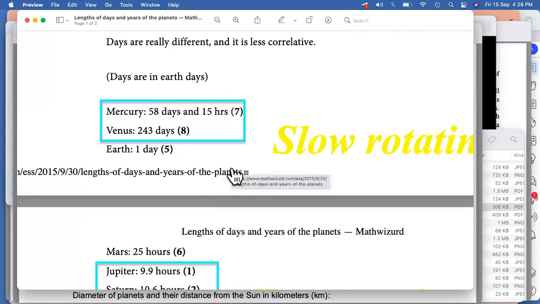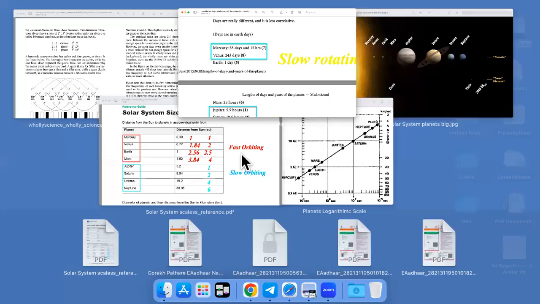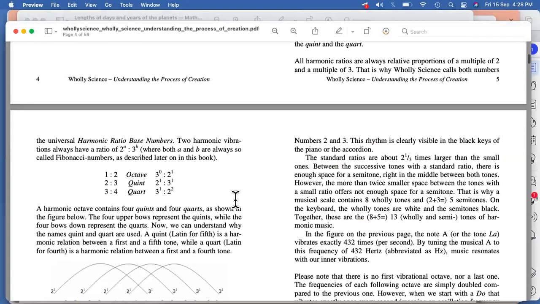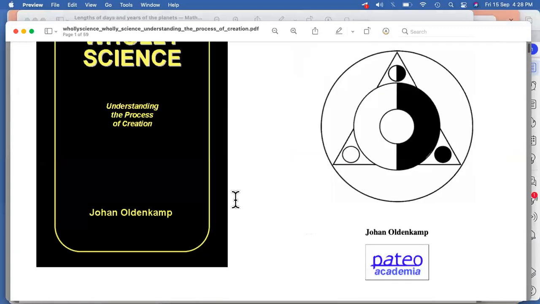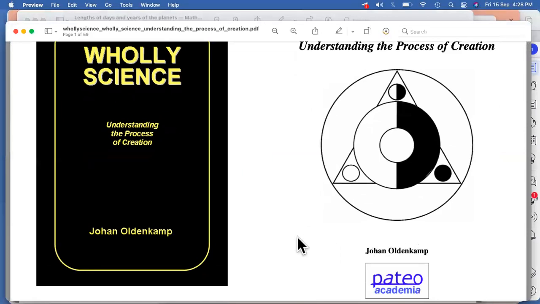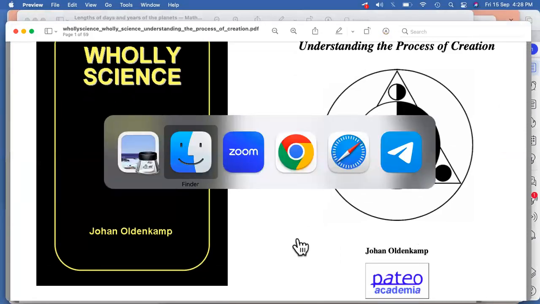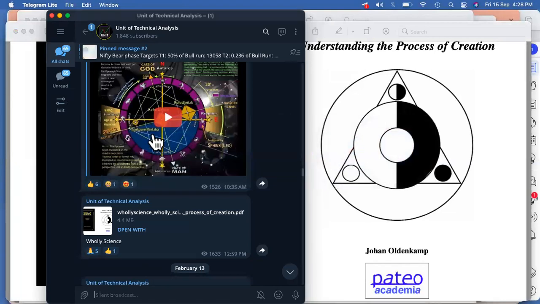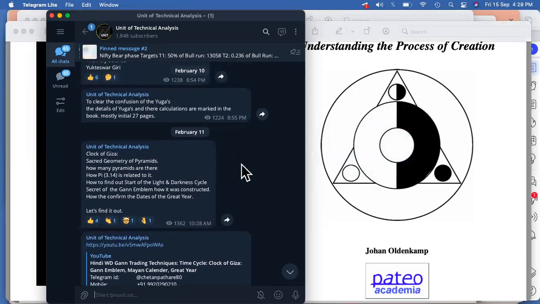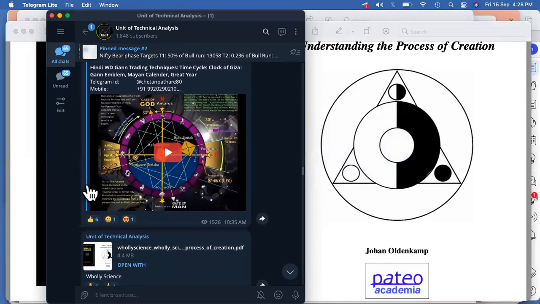So let's try to compare again in terms of harmony and music octaves. For this, we'll go across this book. This is Holy Science by Johann Oldenkamp, right? We have already kept this copy on our Telegram channel. It was placed on 11th of February 2023, so this is almost 6 months back, when the Hindi videos were made.